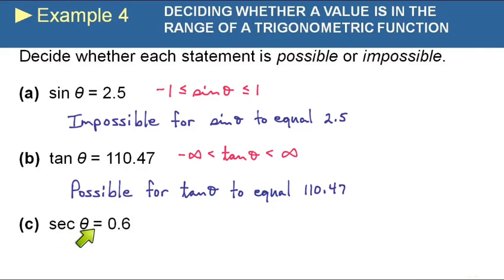Secant of theta equals 0.6. We have to think, secant is the reciprocal of cosine, and for secant and cosecant, the only valid values are less than -1 or more than +1. This is between -1 and +1. Therefore, secant cannot be equal to 0.6. That is impossible.